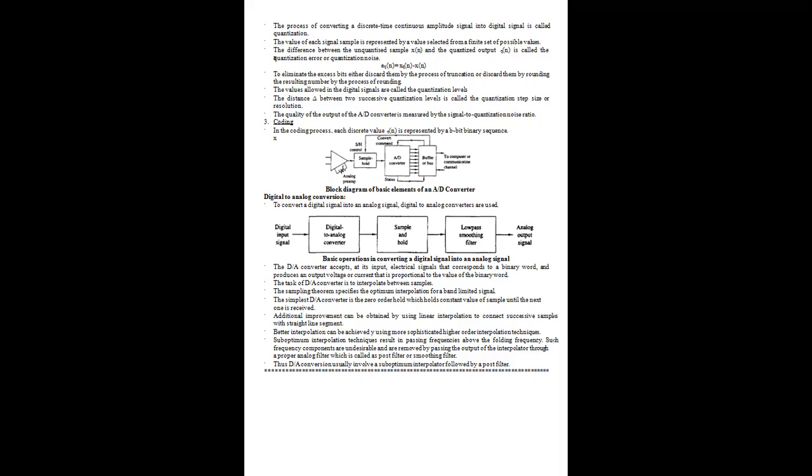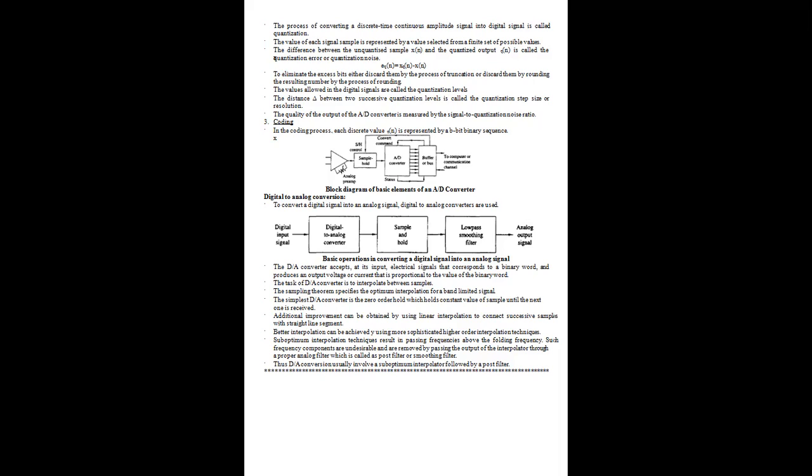This is the process that takes place in converting an analog signal into a digital signal. In the case of digital to analog conversion, we have a digital input signal, then a D to A converter, then a sample and hold circuit, and then a low pass filter. At last we have an analog output signal.